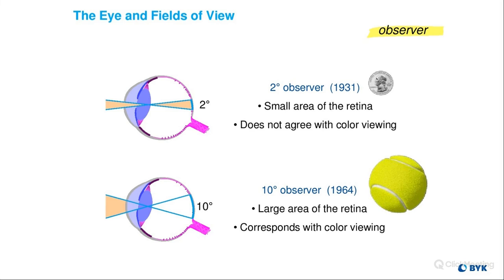Originally in 1931, a 2-degree observer was used, but after some studies were conducted, they decided that a 10-degree observer actually corresponds better with the color perception of your eye.